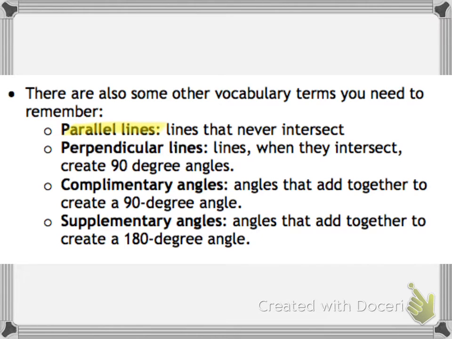Parallel lines are lines that never intersect. Perpendicular lines make 90-degree angles. Complementary angles add together to create a 90-degree angle. And supplementary angles measure out to be 180. So if you add those up, it's going to be 180 degrees.